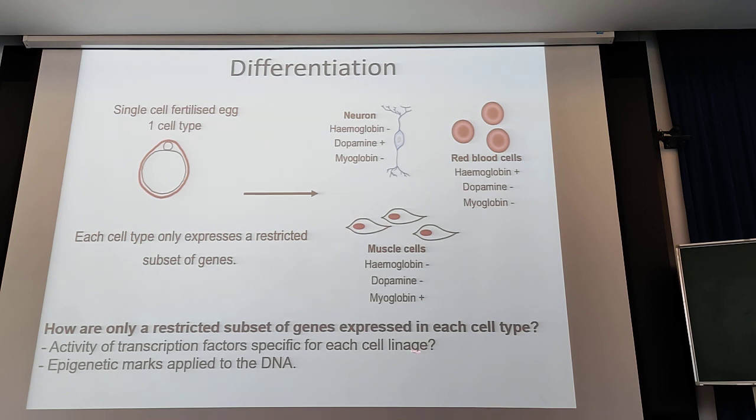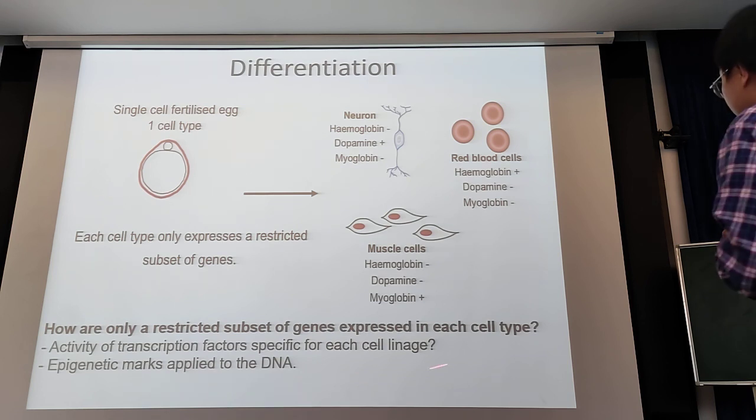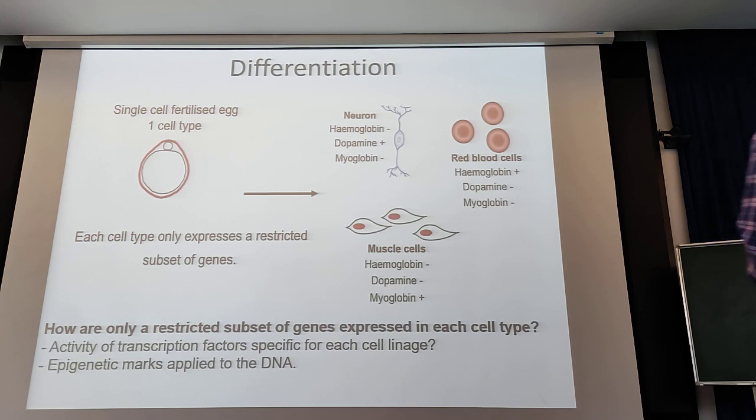In the muscle cell, on the other hand, the subset of genes related to hemoglobin and dopamine is turned off, and the subset of genes related to expressing myoglobin is turned on during development. And this is referred to by the term epigenetic marker. What is an epigenetic marker? It's the marker that denotes which genes were turned on and which genes were turned off during the development of the cell.